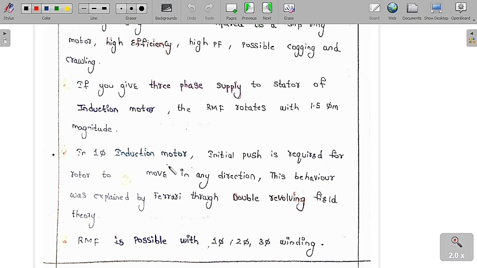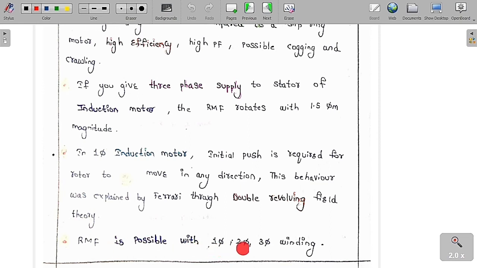But I already told you, if you want to make a starting, then you have to go for the auxiliary winding or the starting winding. You have to connect it in parallel with the main winding. These things I have already told you. So what I am trying to say finally is, single phase induction motor is not self-starting. If you want to go for starting, definitely you have to keep an auxiliary winding or starting winding. So in a single phase induction motor, the initial push is required for rotor to move in any direction, either clockwise or anti-clockwise. This behavior was explained by Ferrari through double revolving field theory.